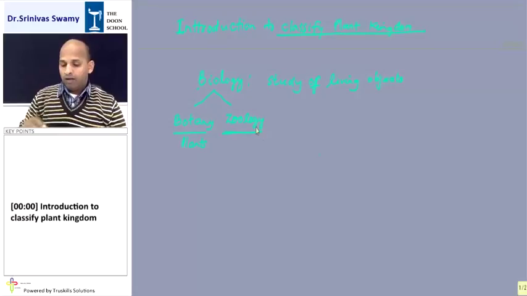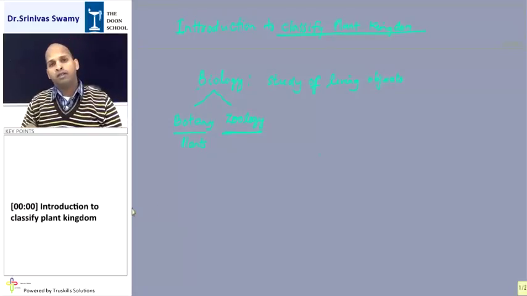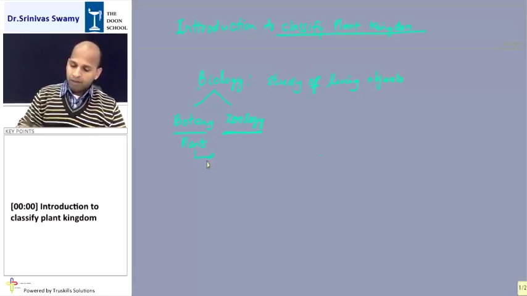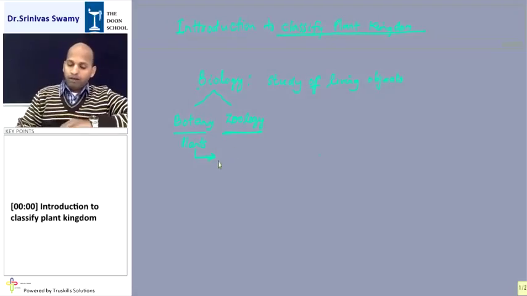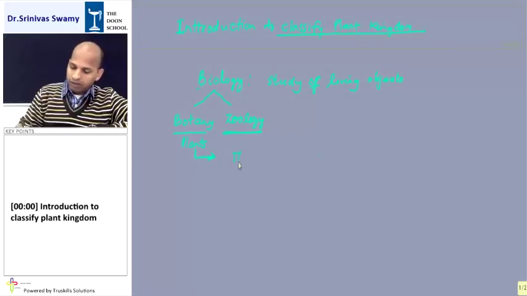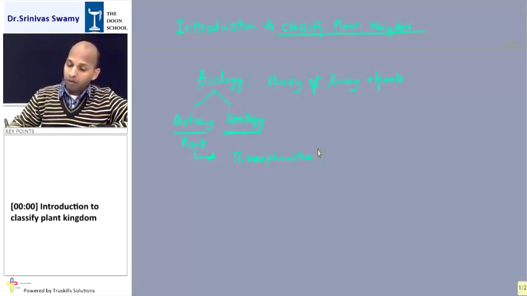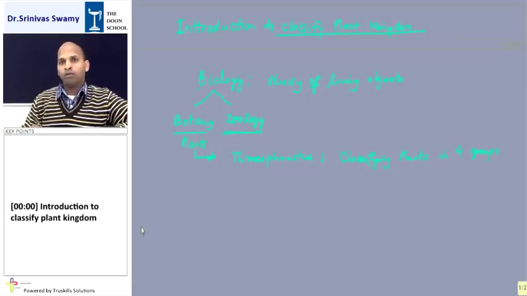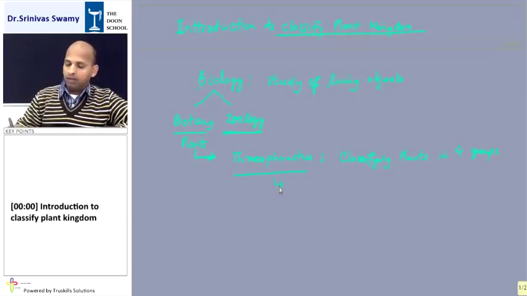Now, interestingly, the study of plants and animals both date back many centuries ago. But in the case of botany, a Greek scientist known as Theophrastus provided insight into botany by classifying plants into 4 groups. How many groups? 4 groups. And hence he was regarded as the father of botany.